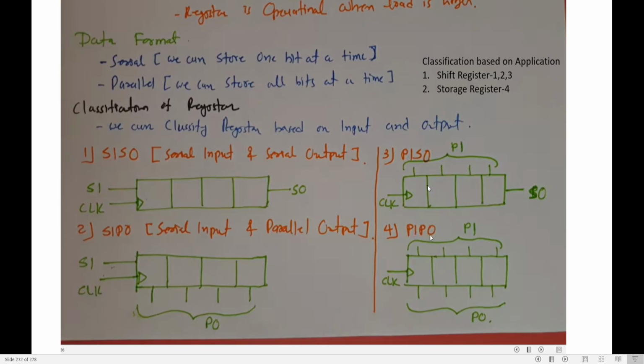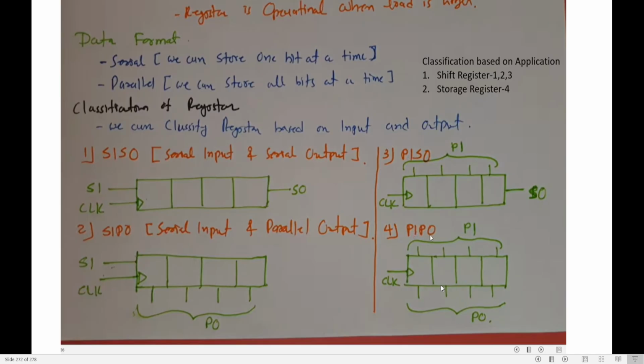Parallel in, serial out. Though we load the data in parallel, I shift the data one by one to come outside. So the first three act as shift registers, whereas the fourth one acts like a storage register. In parallel I load the data and in parallel I read it. So the data will not be shifted. So I call this a storage register.